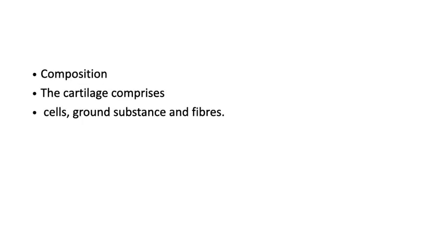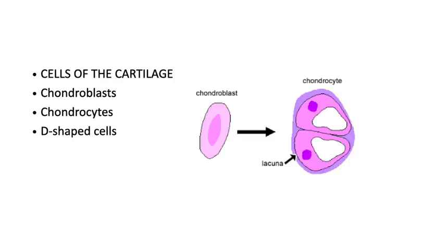The composition of a cartilage is: it is made up of cells, ground substance and fibers. We know that the ground substance and fibers together are called the intercellular substance. The cells of the cartilage are chondroblasts and chondrocytes.